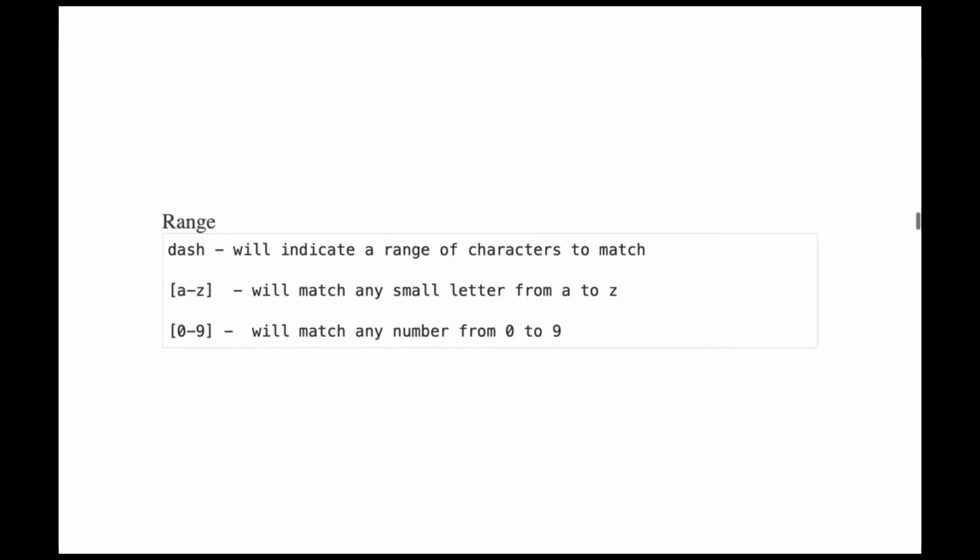Now we can define range. So instead of just a specific list of characters, we would define a range. For instance, from A to Z, all the small letters from A to Z, and you can guess if you have A capital dash Z capital, it will match all capital letters from A to Z. We can also define numbers through a range, simply from 0 to 9.